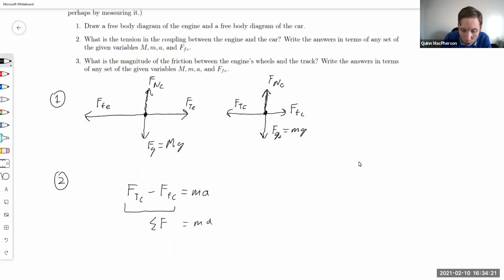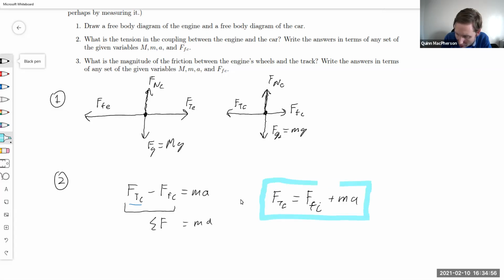We are looking for the tension force. We know the frictional force and the mass and the acceleration. We're told to find it in terms of them. So we can just simply solve this for force tension car, move the force friction to the other side. We get force friction car plus ma. That is our solution for the tension in the coupling.